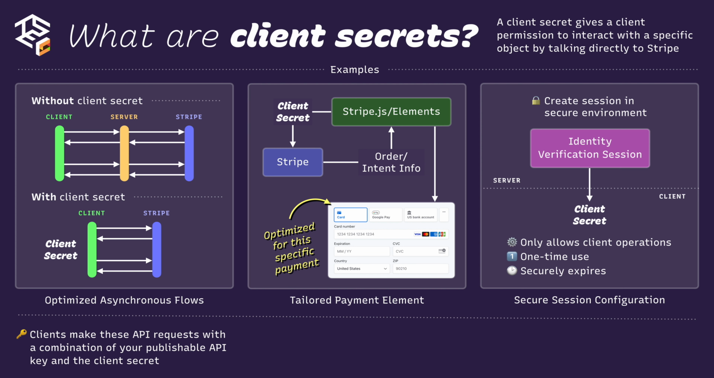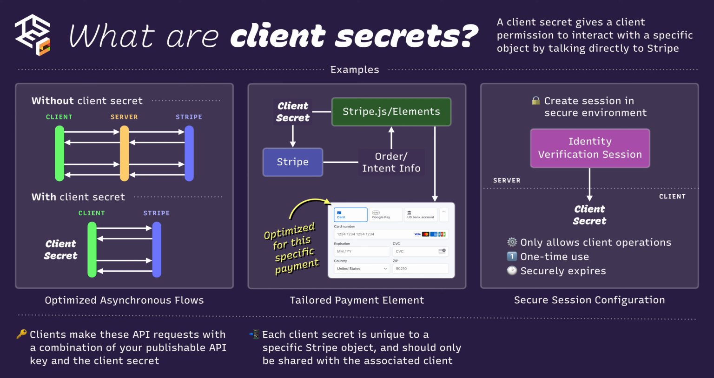There are a few other things to note about client secrets. First, clients make API requests like the ones discussed here using a combination of a publishable API key and a client secret. A publishable API key by itself can't do very much, but a client secret augments the client's abilities for specific scenarios. Second, each client secret is unique to a specific Stripe object, and a client secret should only be shared with the client associated with that object.